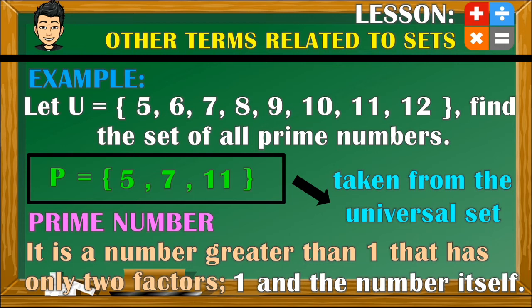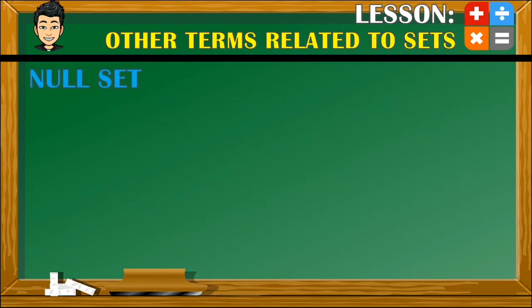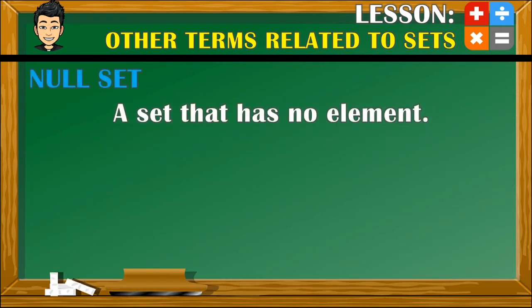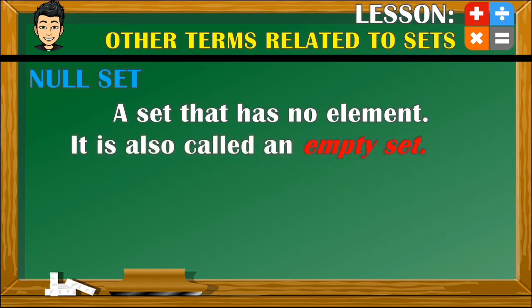But in reality, we have many prime numbers. We only come up with 5, 7, and 11 because we have a given universal set that contains all the elements under consideration. Now, we have null set. It is a set that has no element. In short, it contains nothing. That is why it is also called an empty set. Null set is denoted by this symbol, while empty set is denoted by this symbol.